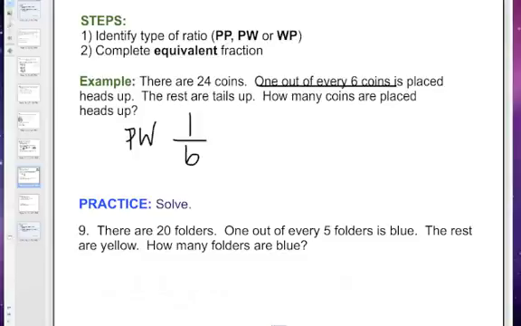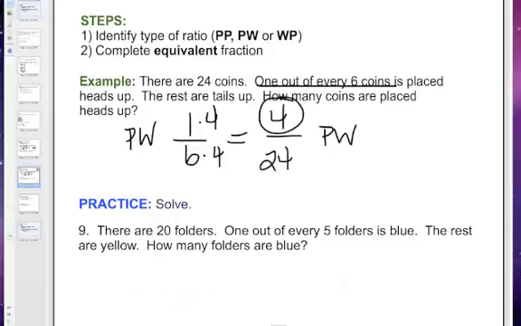And they're wanting us to find out, if we had a collection of 24 coins, how many would be heads up? So again, they're wanting us to balance a part to whole. So we just simply think, what can we do to 6 to make it 24? Well, we multiply by 4, and so then 1 times 4. Our answer would be 4 coins out of a 24 coin collection would be heads up.